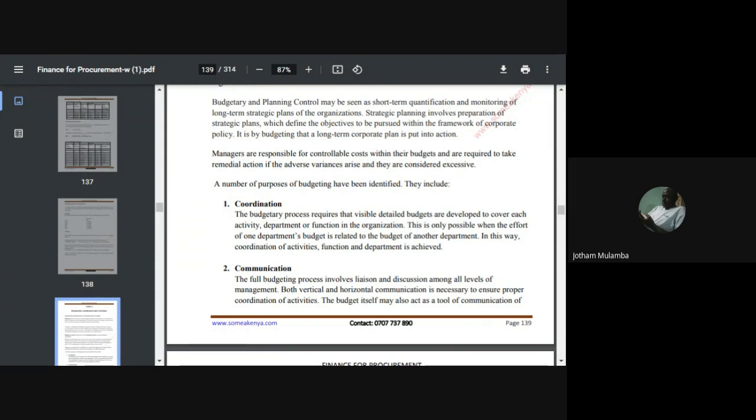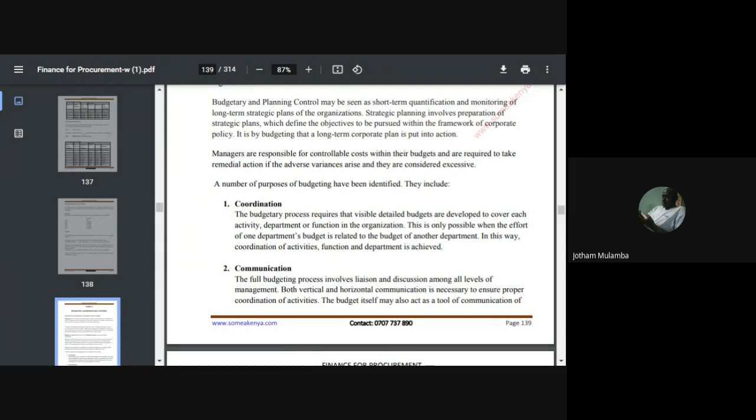For example, the marketing department can wake up one morning and say, we want to have a field day, or we are going for a field trip, yet it is not planned. So finance will not be able to avail those resources, and marketing will blame finance for having let them down, yet there were no plans. If they had plans, it becomes easier. Marketing will just request the monies that had been appropriated.